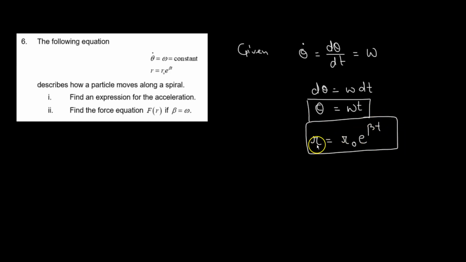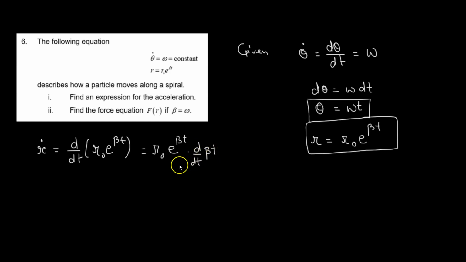Now we will use r to obtain r dot, which is simply dr over dt, which equals d by dt of r naught e raised to the power of beta t. R naught is a constant, so we have r naught times the differentiation of the exponential function, which is the function itself, times, using the chain rule, the differentiation of beta times t, beta being a constant. That gives us beta r naught e raised to the power of beta t. So this is r dot.